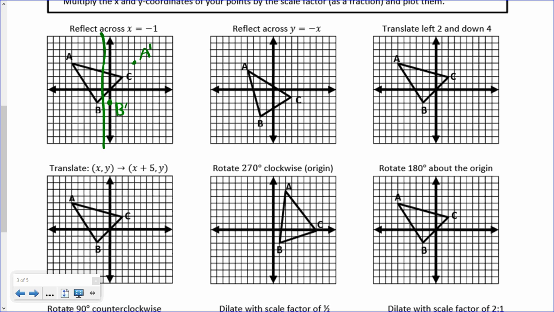How far is C? 3. It's 3 from the mirror. And that's to the right, so now you're going to go left 3. 1, 2, 3. C prime. And then you're going to connect the dots. You have a nice little triangle like that. Yes, they can overlap. Yes, they can share points. And yes, they could possibly not even touch at all. All 3 possibilities can happen.